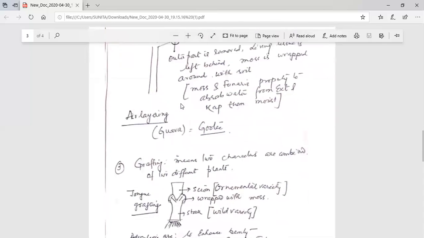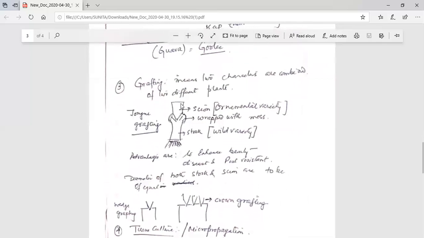Third is grafting. Grafting means what? Grafting is not really a process of vegetative propagation. Actually, it is where two characters are combined from two different plants, that is why we follow the process of grafting. In this process, one plant has to be chosen which has an efficient root system. The plant which has an efficient root system we call the stock, and the part which is grafted, or the shoot which is grafted, we call the scion.